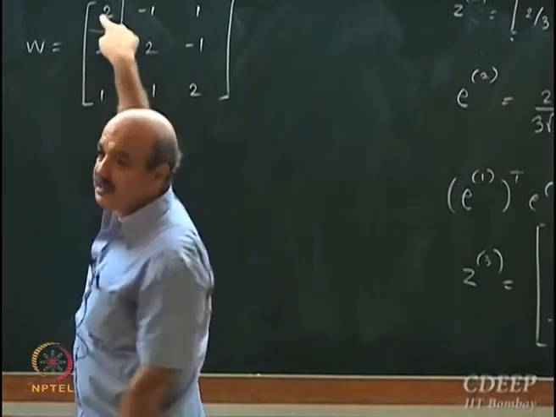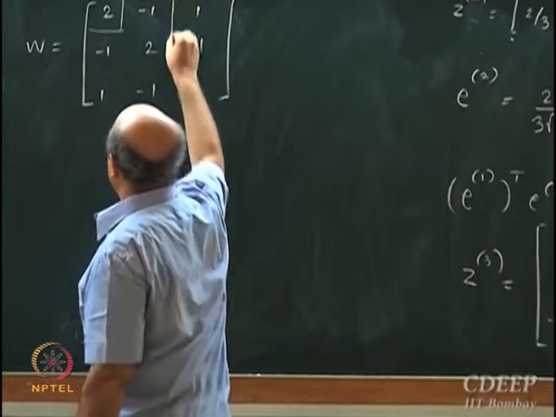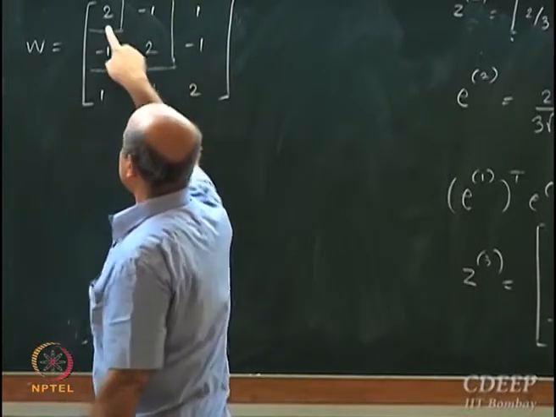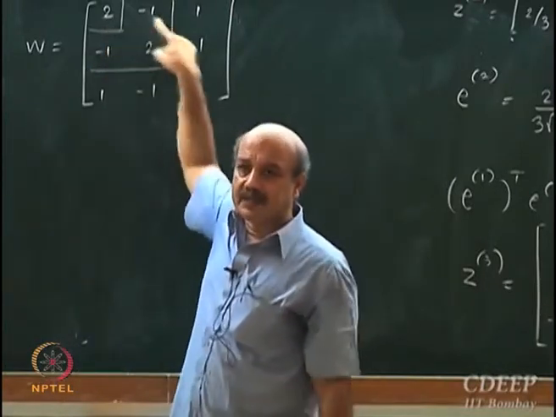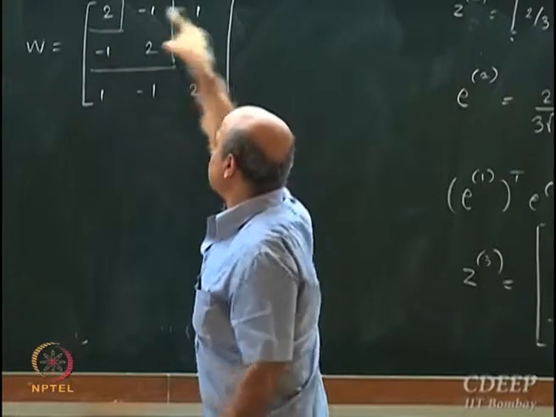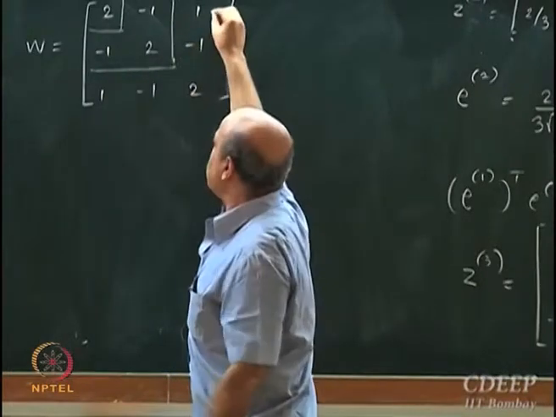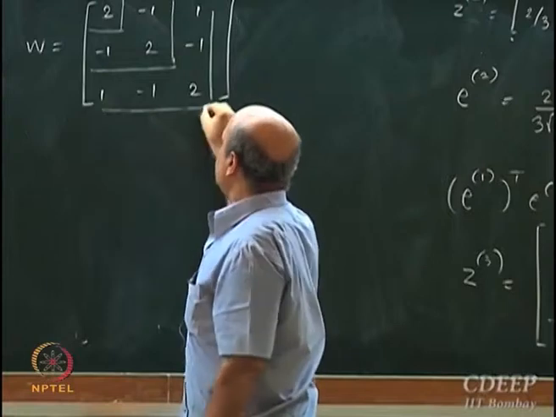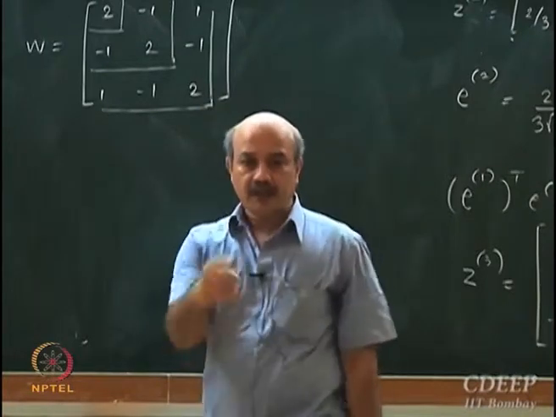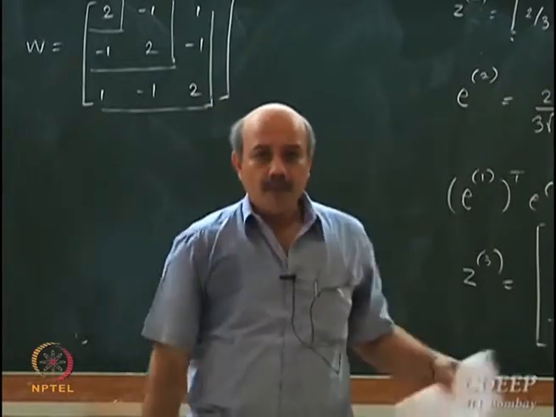This is greater than 0, 2 is greater than 0. Is this determinant greater than 0? This determinant is greater than 0. What about this determinant? All three put together. Calculate. Is the determinant greater than 0?